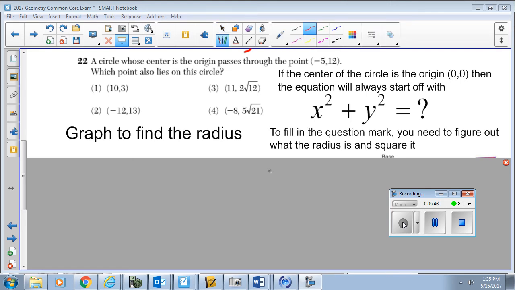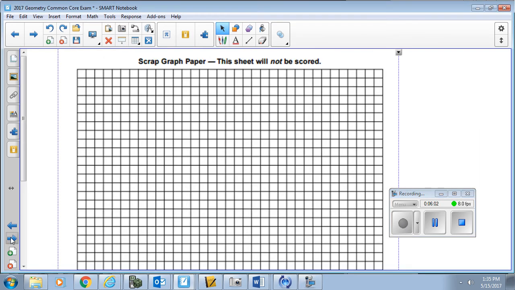I'm going to graph it to find the radius. Just graphing it, sometimes it'll give you your answer very easily, sometimes not, but it's always going to be helpful to take a look at the circle if they give you coordinates. So let's go ahead and graph it. Remember, you have graph paper on the exam. Let's look at the points we need.